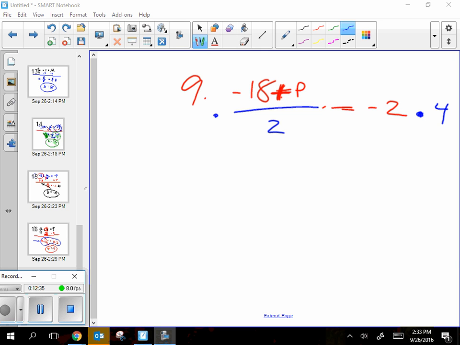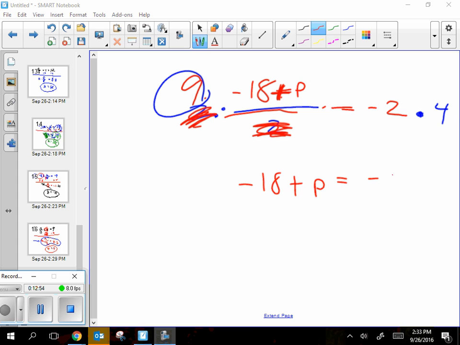That's how you start. Whenever you have a giant fraction, you got to multiply by, oops, I'm wrong. That's a 2 down there. You got to multiply by 2 on both sides. Why? Because 2 divided by 2 will cancel each other out. That cancels that. And I'm left with negative 18 plus p equals negative 8. And from there, hopefully, it's only one step left. I bet you can do it.